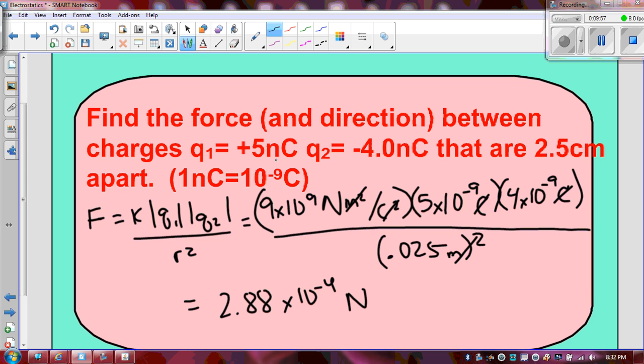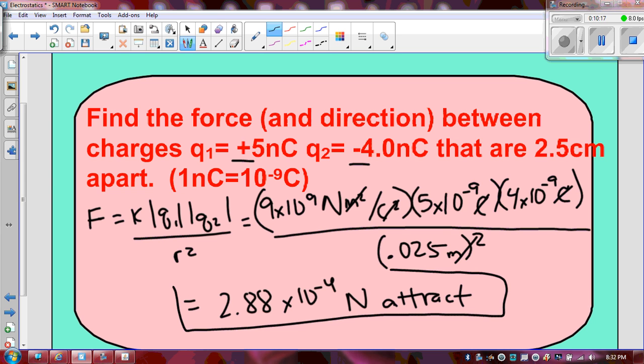Nano is much smaller than micro, which was the previous example. So smaller charges means smaller force. So 2.88 times 10 to the negative fourth newtons. And then what is the direction? Since one is positive and the other one's negative, opposites attract. And so that's going to give me attract as the direction there.